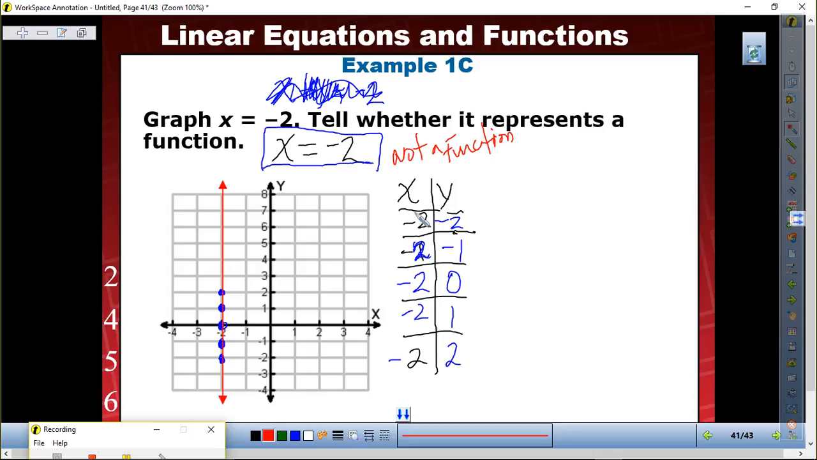Let's look at the table. Do any of the x values repeat? Yes, all of them, right? Do I get the same output every time? No, that's why it's not a function.